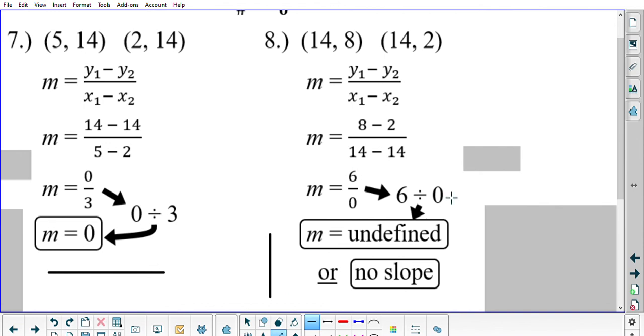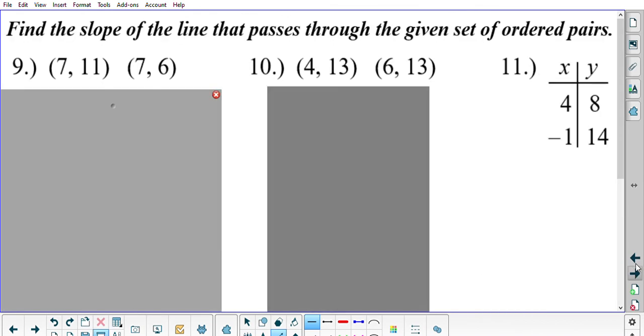All right, now that you heard me explain numbers 7 and 8, I want you to do 9, 10, and 11 on your own. Hit pause on the video, do these 3 problems on your own, then hit play when you're ready for me to go over them.